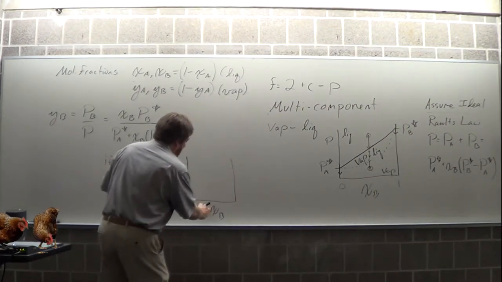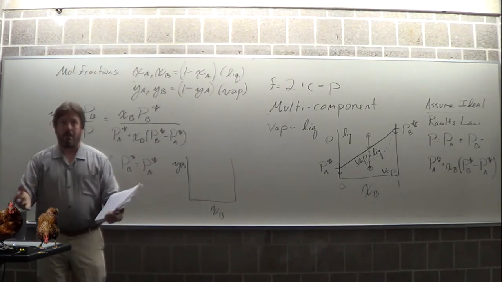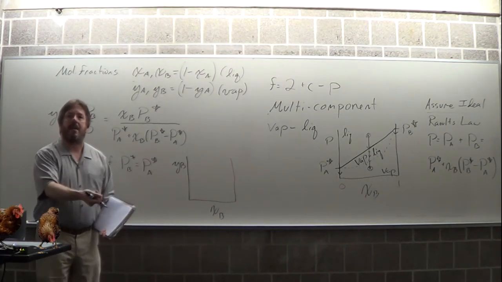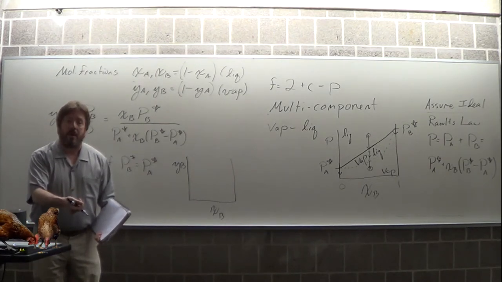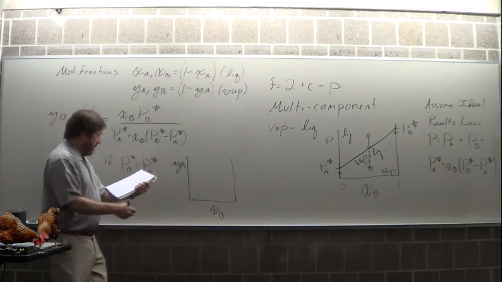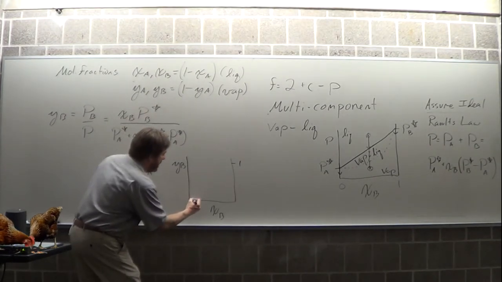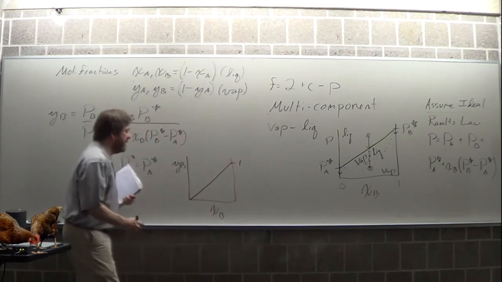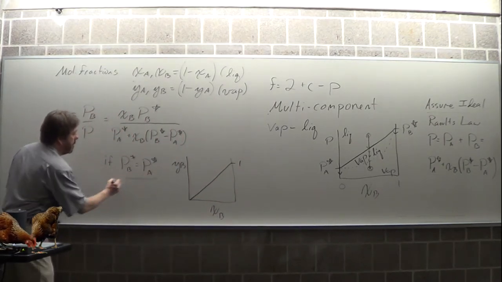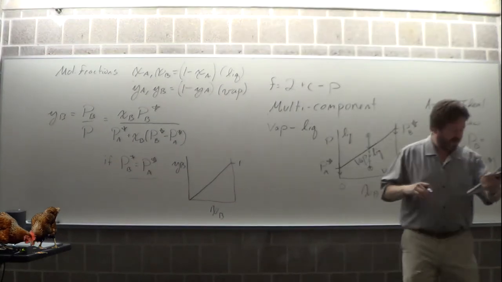Okay, if the mole fraction of B is zero, then there's no B at all. I never added any ethanol to the cup, so I don't detect anything. Now, if I add a cup of pure ethanol, then of course I should get a mole fraction of one. So what I've done here is I've predicted a line. And that's if the partial pressures of water and ethanol are the same. They're not, so I just said they're the same for the hell of it.